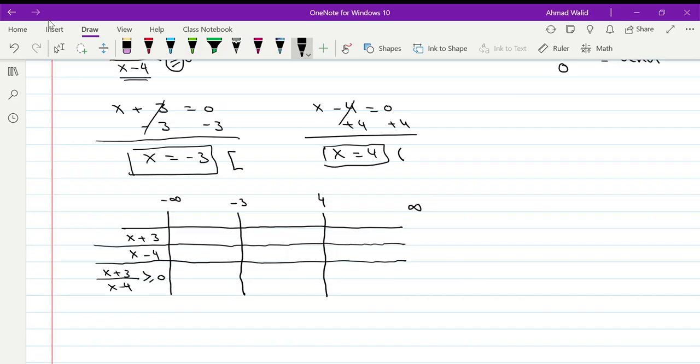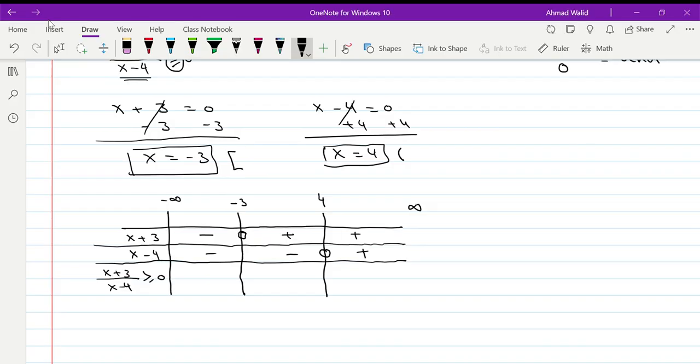At what point does x plus 3 become 0? Of course, when x is negative 3, as you already saw. Left side negative, right side positive. At what point does x minus 4 become 0? Of course, at 4. Correct? The left-hand side negative, the right-hand side positive.